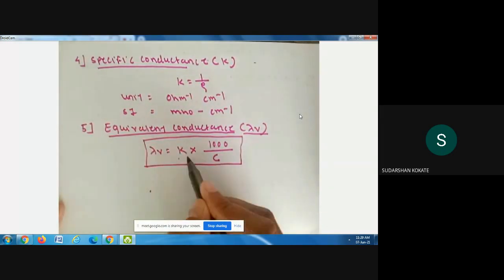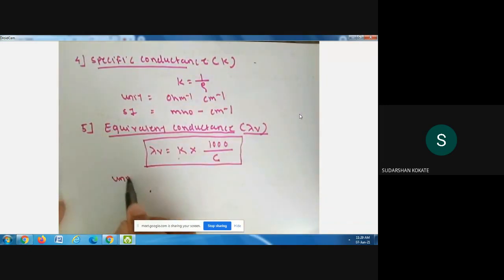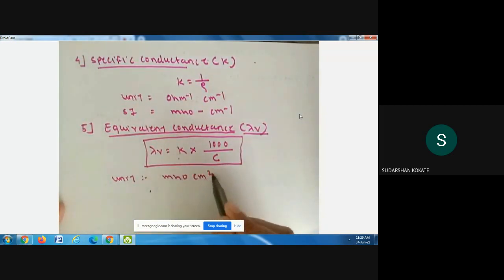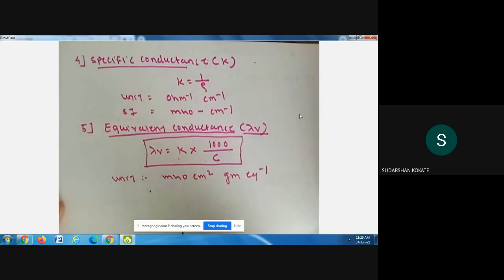So this is the formula to calculate the equivalent conductance of a solution. Lambda v equals k into 1000 divided by C, and the unit of equivalent conductance is ohm inverse centimeter square gram equivalent inverse, right? So this is the unit of equivalent conductance. Is that clear to you?